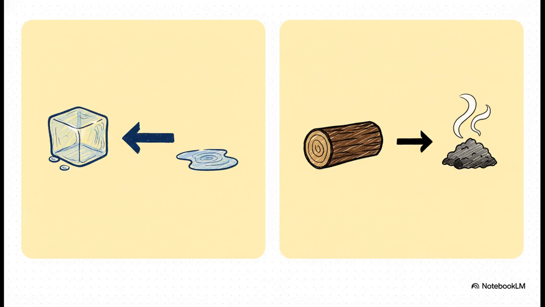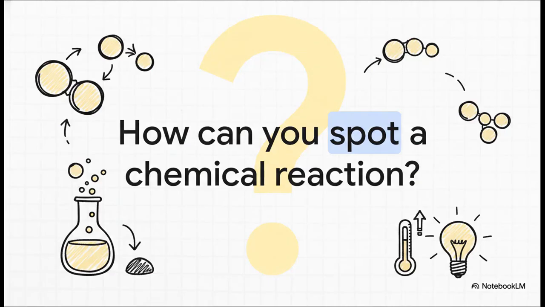But on the right, that's a chemical change. When you burn a log, you don't have wood anymore. You have totally new things, ash and smoke. And let's be honest, you can't exactly unburn the ash to get your log back. That's the million-dollar question, isn't it? Since you can't actually see the tiny little molecules rearranging themselves, what are the clues you should look for? How do you know when you've just seen a true chemical makeover?